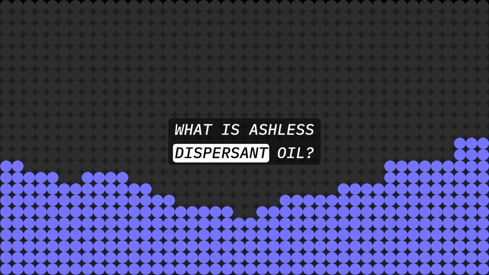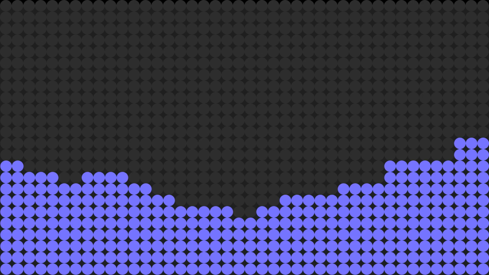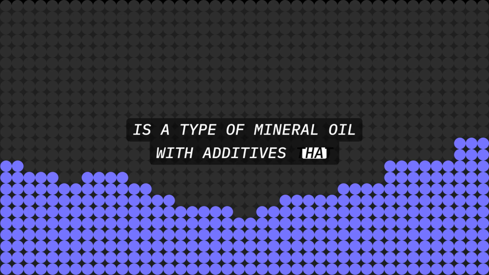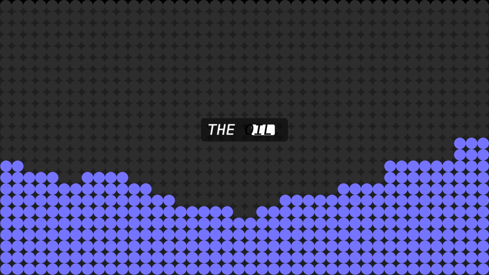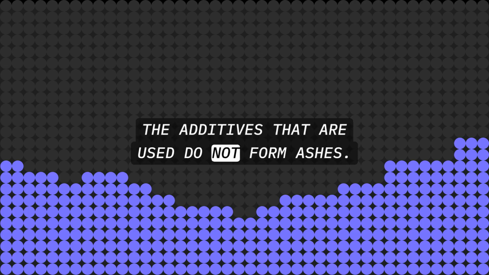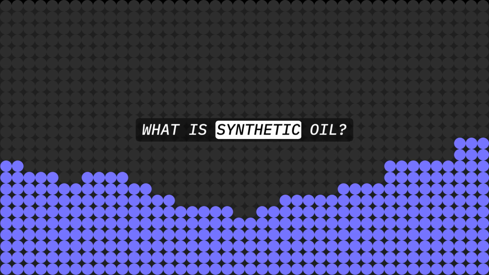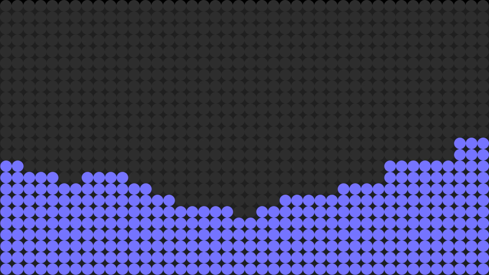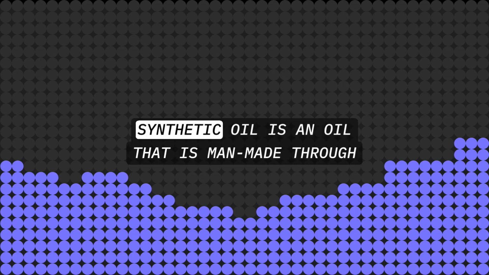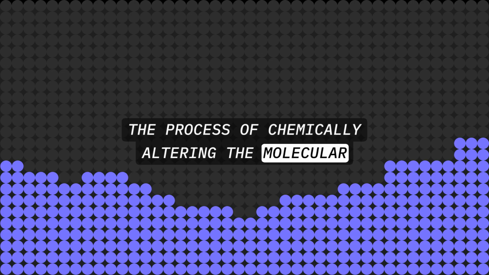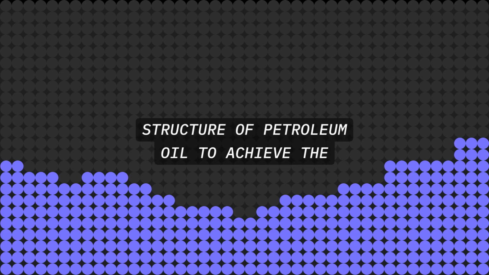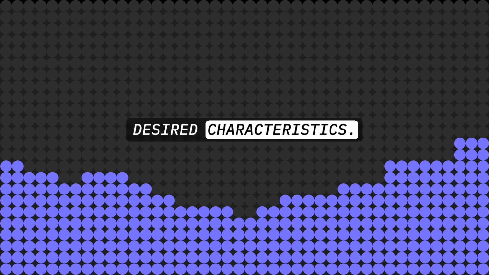What is ashless dispersant oil? It is a type of mineral oil with additives that evenly spread contaminants throughout the oil. The additives that are used do not form ashes. What is synthetic oil? Synthetic oil is an oil that is man-made through the process of chemically altering the molecular structure of petroleum oil to achieve the desired characteristics.